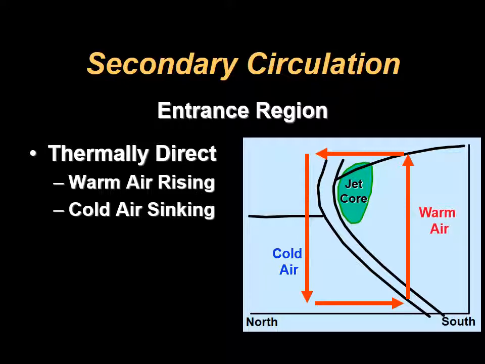You usually expect warm air to rise. Warm air tends to go to higher altitudes, and cold air tends to sink. It's more dense. Because of that, we call this a thermally direct circulation. Warm air rising, cold air sinking. It's what you would expect. It's thermally direct.